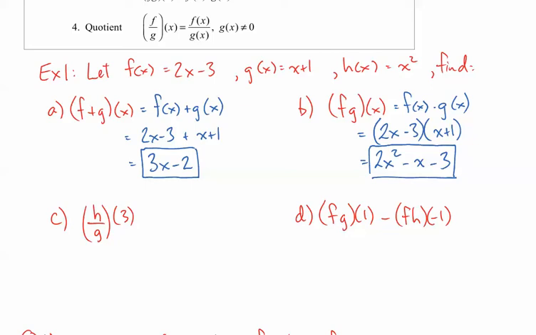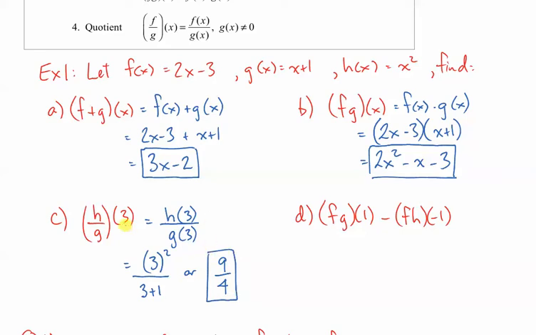Hopefully you tried that out, and you have something to compare to. What is asked is equivalent to this. It means take the function h, substitute 3 as the input, take the function g, substitute 3 as the input. This is going to lead to 9 over 4. A numerical input for a domain is going to give a numerical output for the range.